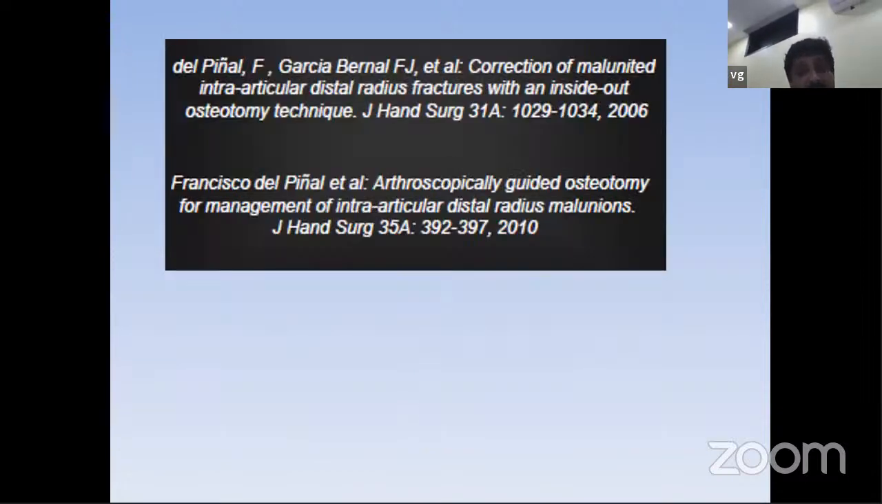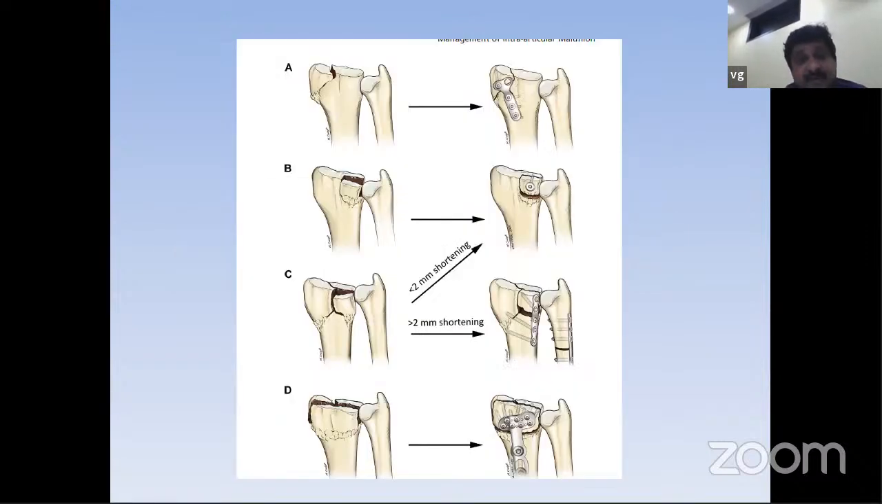Here I'll just quote one paper from Penal, who in 2010 started doing arthroscopic assisted osteotomy for the malunions of intra-articular distal radius fractures. So this is how he does fragment-specific fixation. Ajeet has already done it. You recreate the fracture and then specifically fix the fracture depending on how the malunion was there. So the idea is to arthroscopically assess the articular surface, whether reduction is good or not, and refix it as if you'll refix your primary fracture.